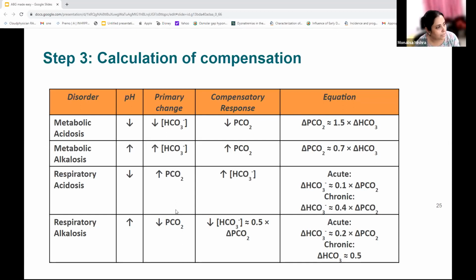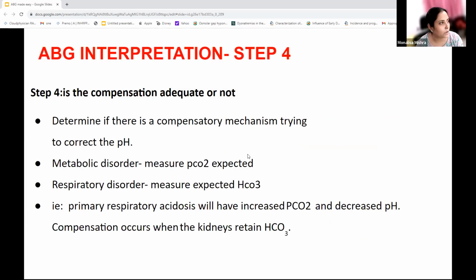So if the PCO2 is actually low, your bicarb will also become low because the compensation is metabolic acidosis. And then you calculate it like this. This is a formula. I'm sure this will be a little confusing for you at this stage. When we do lots of examples, it will become very clear for you. So this is the compensation formula you just remember for now.